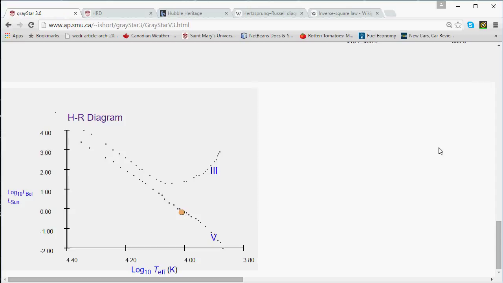Now, at the end of this episode, I'm going to come back to this simple HR diagram that grayStar 3 includes in its output area and say more about it. In particular, I'll tell you about a fun and informative pedagogical activity that students could do using grayStar 3's built-in HR diagram.